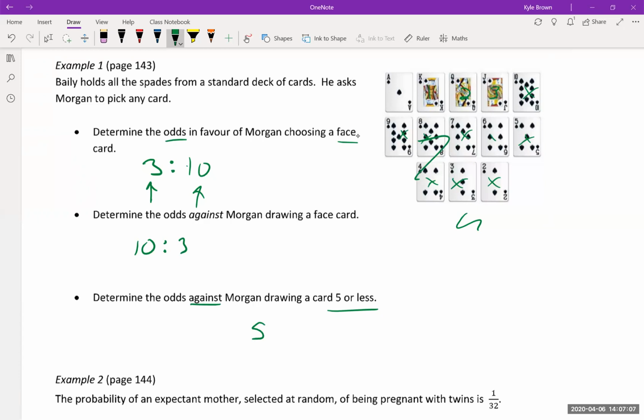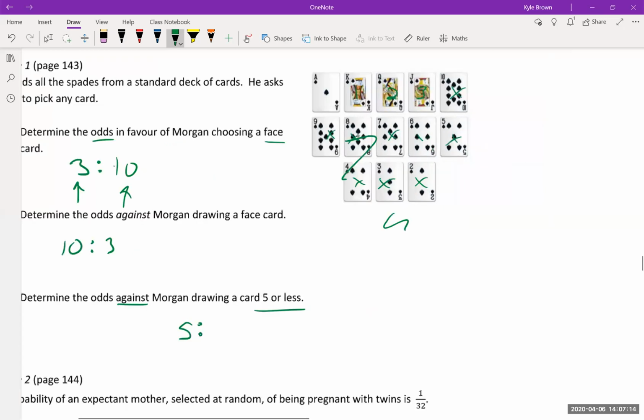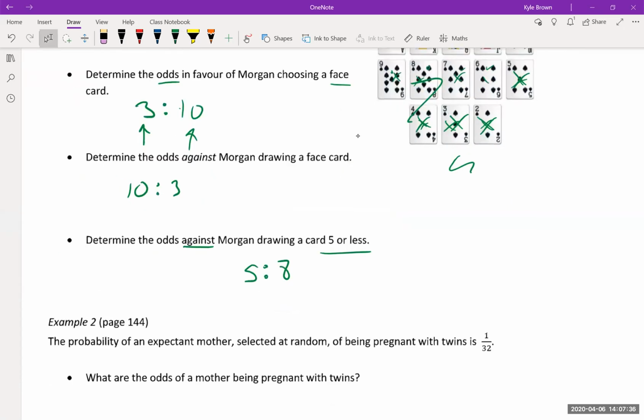So 5 is how many I have, and then everything else. What do I have left after I've chosen 5? We've chosen 1, 2, 3, 4, 5, and then what we have left is 1, 2, 3, 4, 5, 6, 7, 8. So 5 to 8, which makes sense, since it has to add up to 13. But then remember we were asking what are the odds against. So let's just flip it around. That would be 8 to 5.